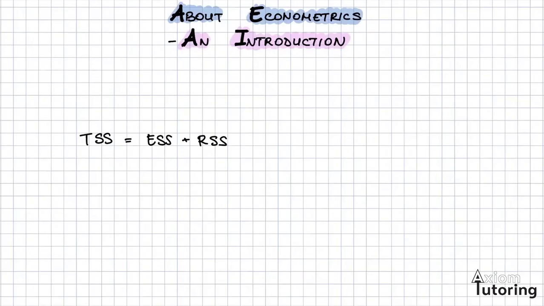Explained variation depends on how many regressors we include, so the number of regressors, and whether obviously they are good regressors. Unexplained variation, which is what is left in your residual sum of squares, depends on how much data we have.